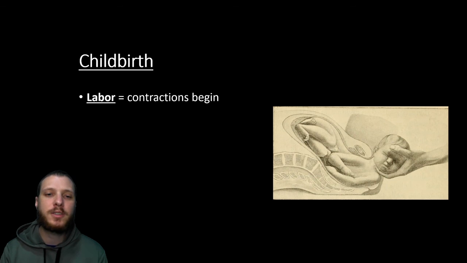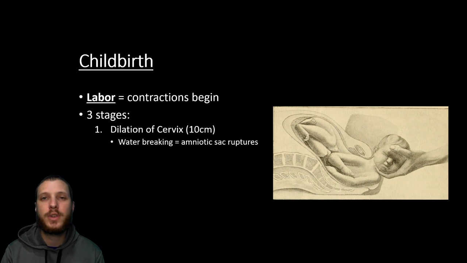And then when the 9 months is over, we're going to have childbirth. So when contractions begin, this is what we term labor. And it goes through 3 stages. So you have that dilation of the cervix. Once it gets to about 10 centimeters, you're ready to push the baby through the birth canal. When you hear about water breaking, there's an amniotic sac. So the sac of fluid that surrounds the baby is going to rupture. And that release of fluid is what we call your water breaking.